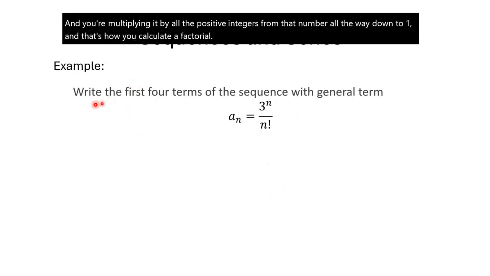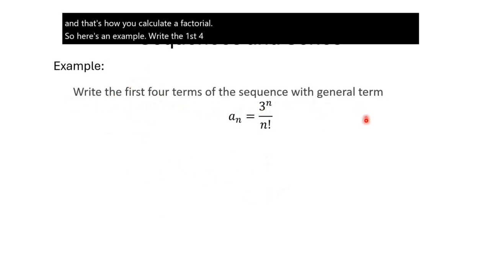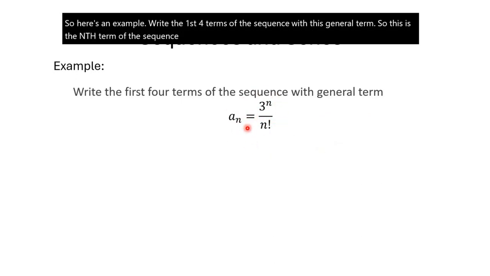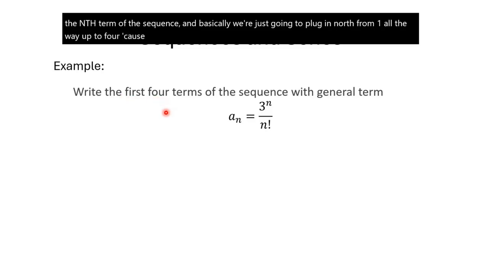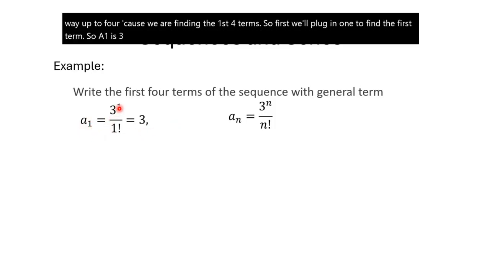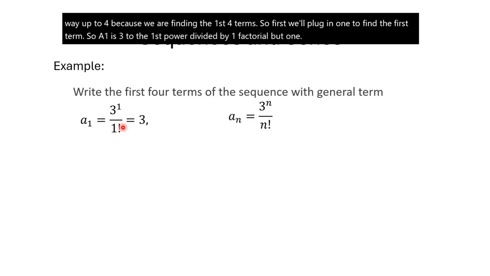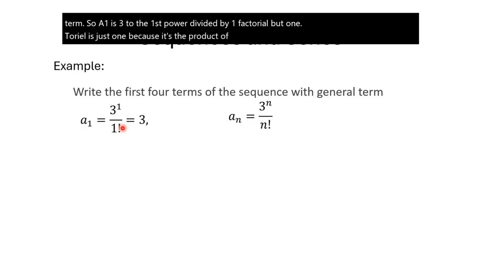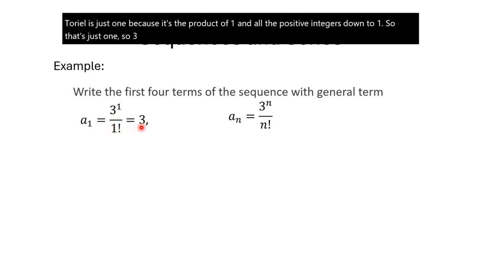So here's an example. Write the first 4 terms of the sequence with this general term. So this is the nth term of the sequence. We're just going to plug in n from 1 all the way up to 4 because we are finding the first 4 terms. First we'll plug in 1 to find the first term. So a1 is 3 to the first power divided by 1 factorial. But 1 factorial is just 1 because it's the product of 1 and all the positive integers down to 1, so that's just 1. So 3 divided by 1 is 3.